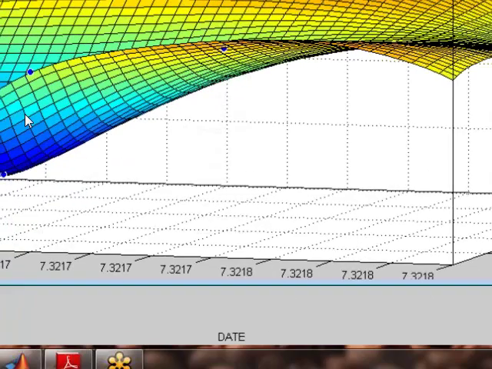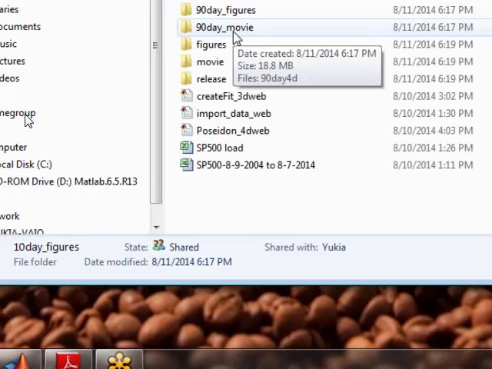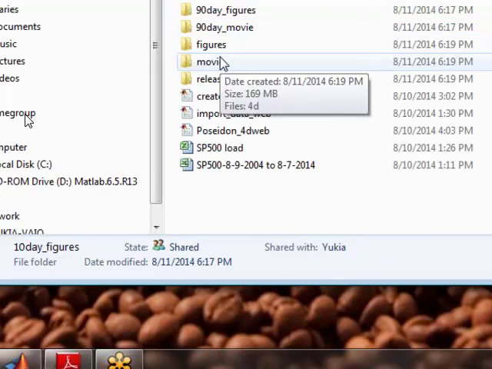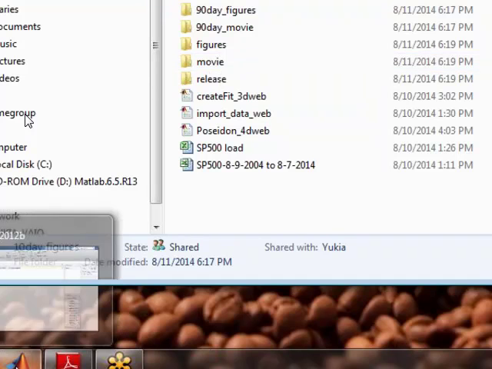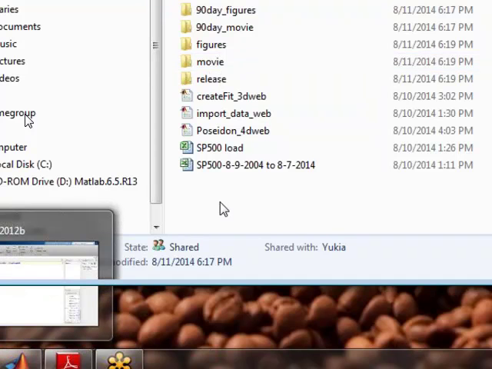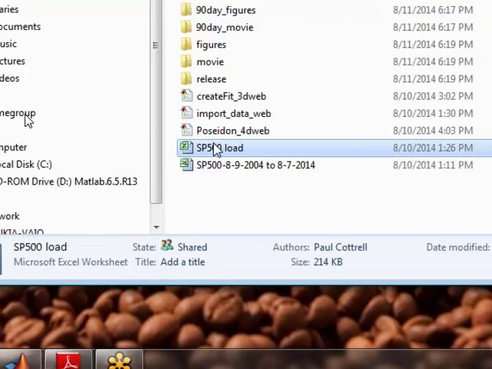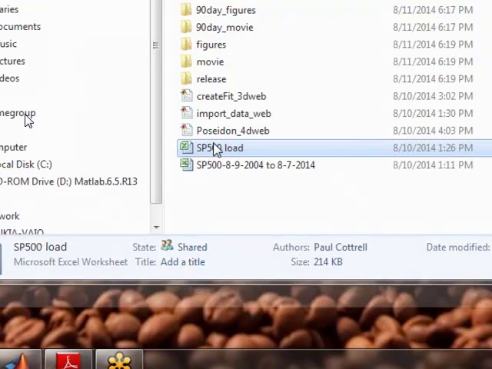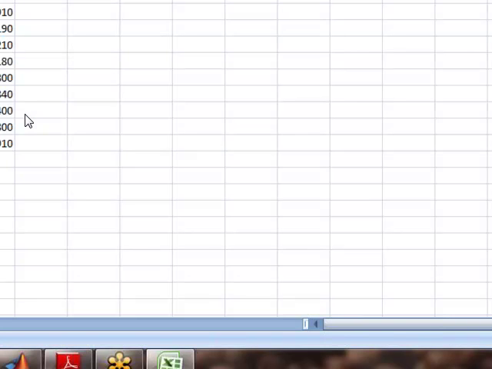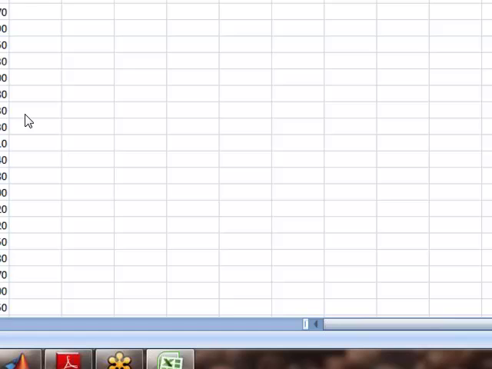So that's a 10-day. Now what I want to do is show you the Excel sheet that loads into Poseidon. This is similar to the Excel sheet that I was showing you before. I downloaded all this data from the Federal Reserve, so this is all free data that you can easily obtain from the St. Louis Federal Reserve database for research.